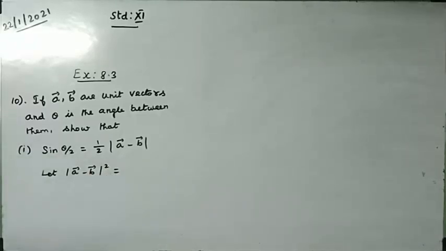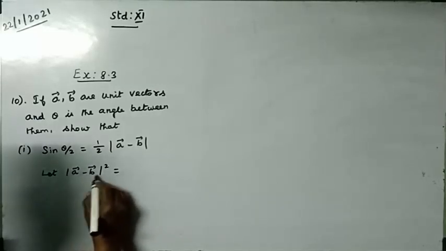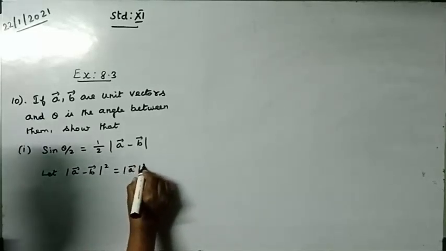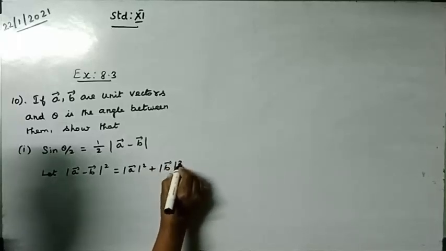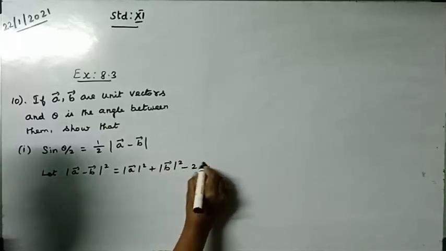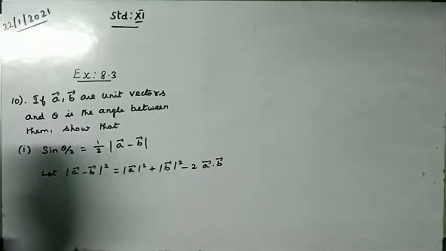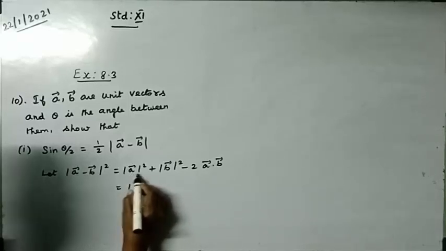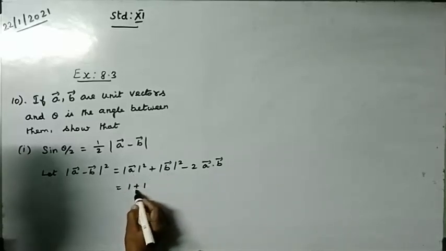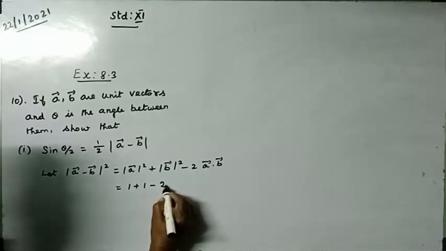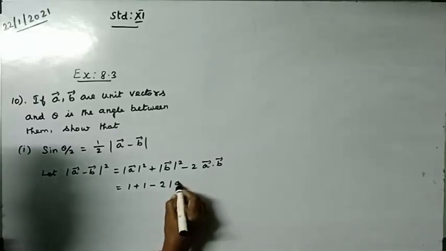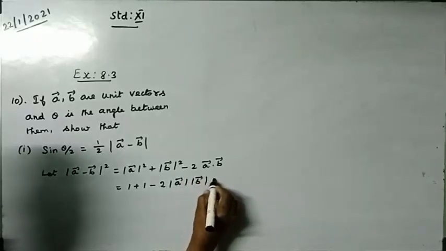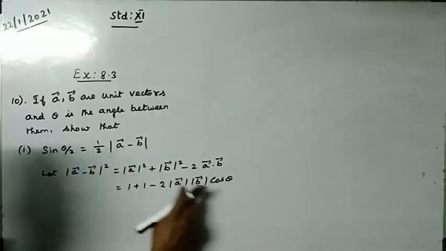See, A vector and B vector are unit vectors and theta is the angle between them. So these are the conditions given. The formula for (A minus B) the whole square is modulus of A square plus modulus of B the whole square minus 2 into A vector dot B vector. Which is equal to 1 plus 1, because these are unit vectors, the value is 1, minus 2 into A dot B, for which the formula is mod A mod B cos theta, theta being the angle between them.